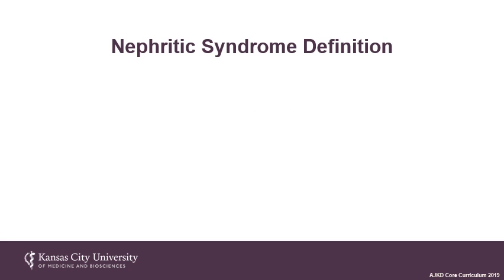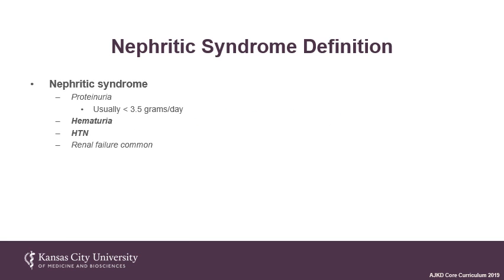Nephritic syndrome, by strict definition, has hematuria and hypertension. Those are the two required diagnostic criteria. They often have protein in the urine, but it's less than what you see in nephrotic syndrome. It's less than 3.5 grams per day. And they often have renal failure.